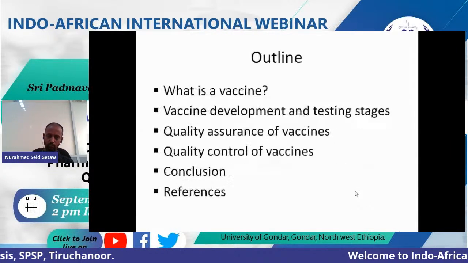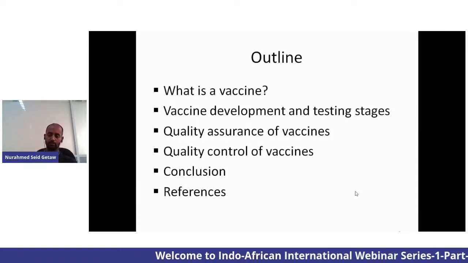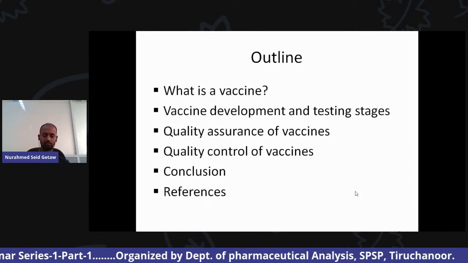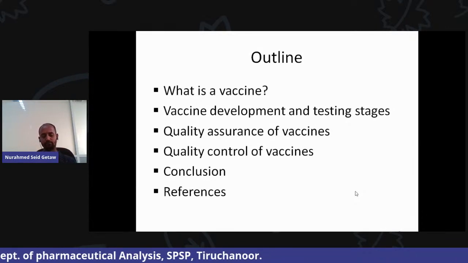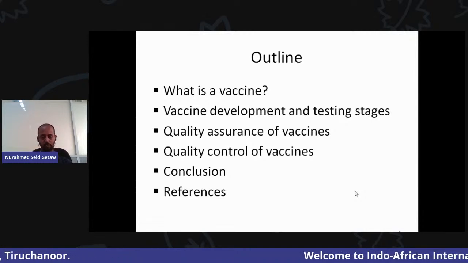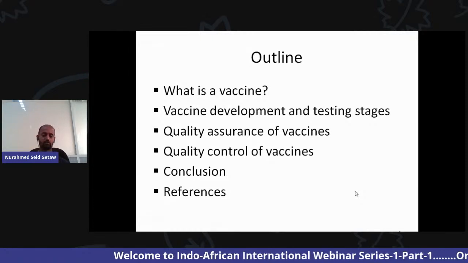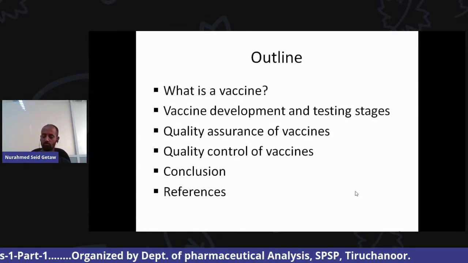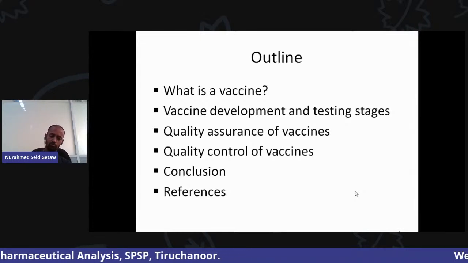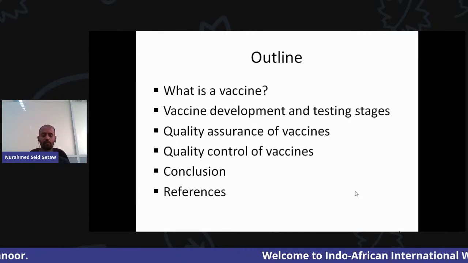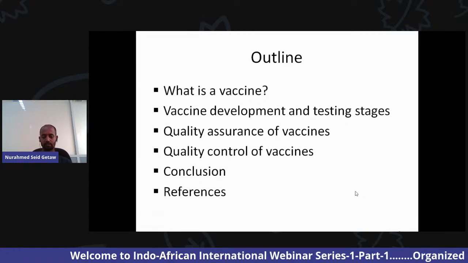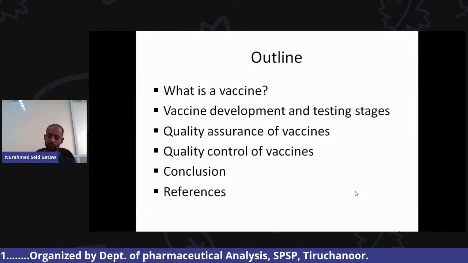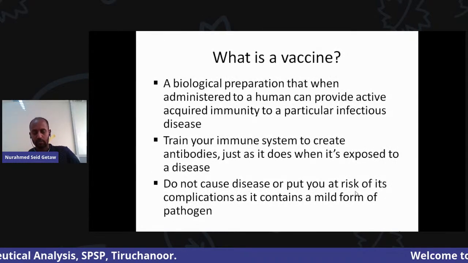Our presentation is going to be regarding vaccine development. We'll have a discussion on these topics, including what is meant by vaccine as an introductory remark, vaccine development and testing stages, or the different actual stages that we should go through if we are going to develop and bring a vaccine to the market. Alongside that, we will also be dealing with quality assurance of vaccines, what quality assurance is, and why we should do this quality assurance. Quality control is also included in this topic as part of quality assurance, and one of the most critical steps included in the vaccine development process. And finally, I would conclude my presentation.